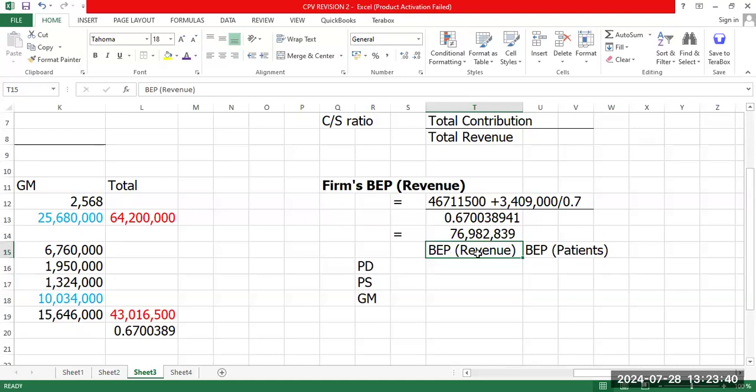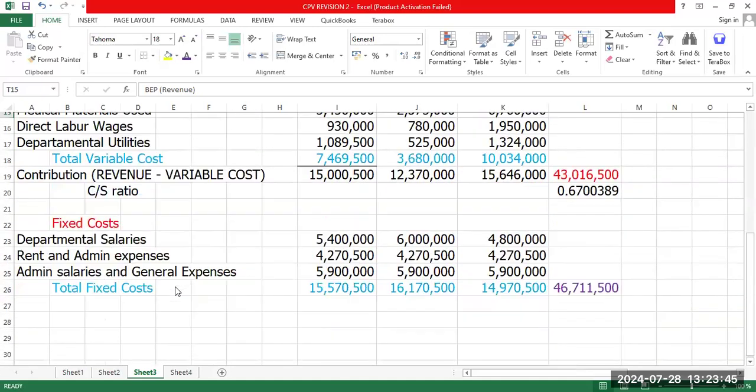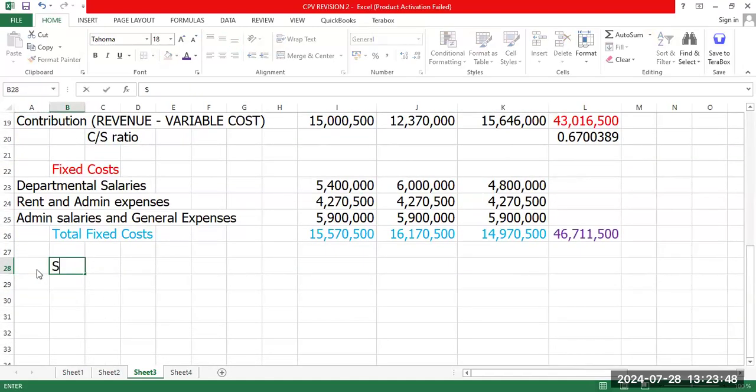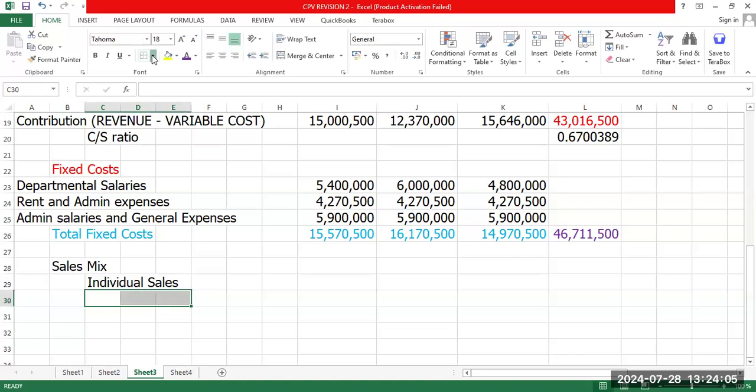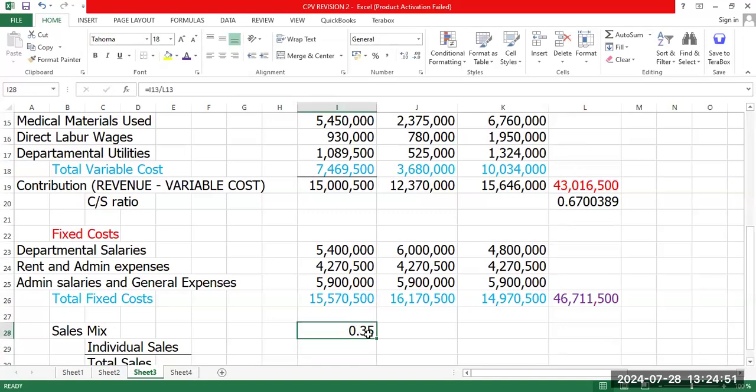How do you get break-even point in revenue? Break-even point in shillings, you need a sales mix. So come here and do the working for sales mix. And the sales mix, we said it is individual sales divided by total sales, which is total revenue, this one. So my sales mix is this.